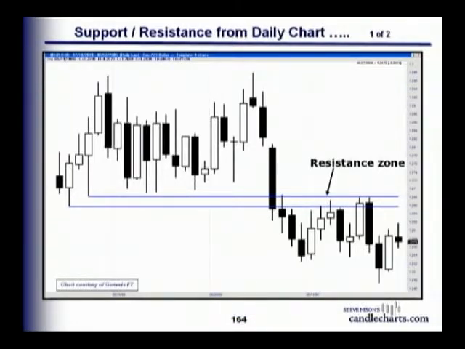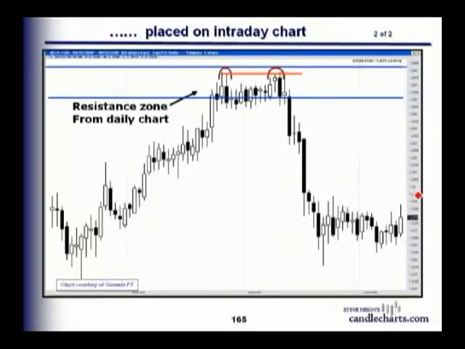Okay, support and resistance from the daily chart. We have old support becoming resistance, those blue lines. And what I've done is I've thrown that resistance area onto the intraday chart. So this resistance looks like around 126.60 in that area, 126.80. Okay, so I threw that onto the intraday.